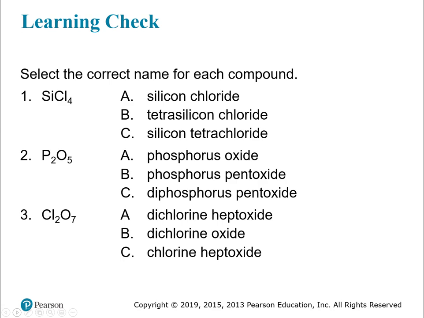The first one, SiCl4. I know that the first one has to be silicon because that's the name of the element. And there's no subscript for it, so it can't be B. I've got 4 chlorine atoms because of this subscript. So it has to be C.